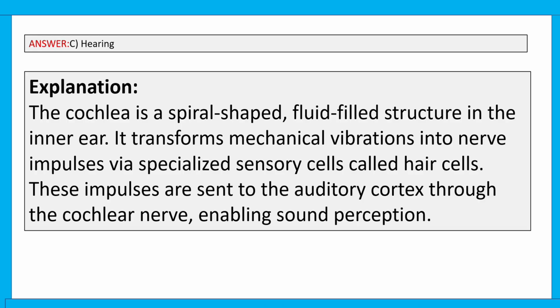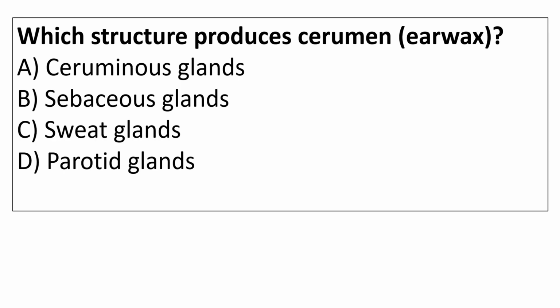The cochlea is a spiral-shaped fluid-filled structure in the inner ear. It transforms mechanical vibration into nerve impulses via specialized sensory cells called hair cells. These impulses are sent to the auditory cortex through the cochlear nerve, enabling sound perception.